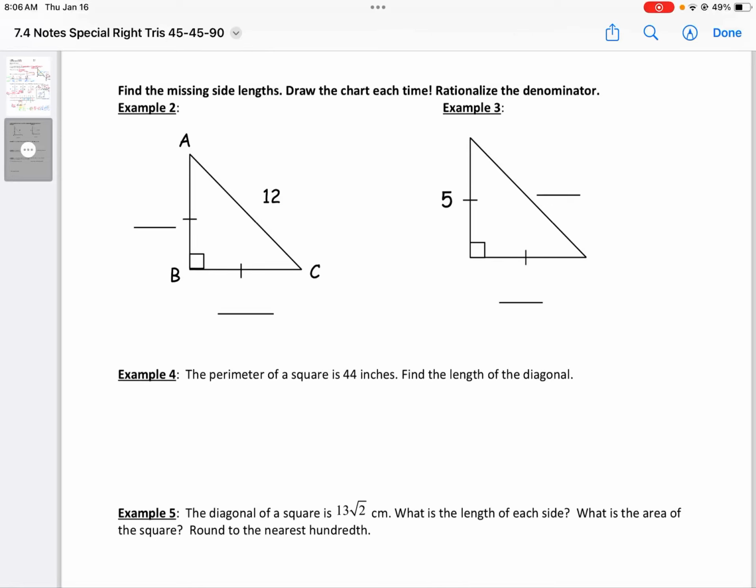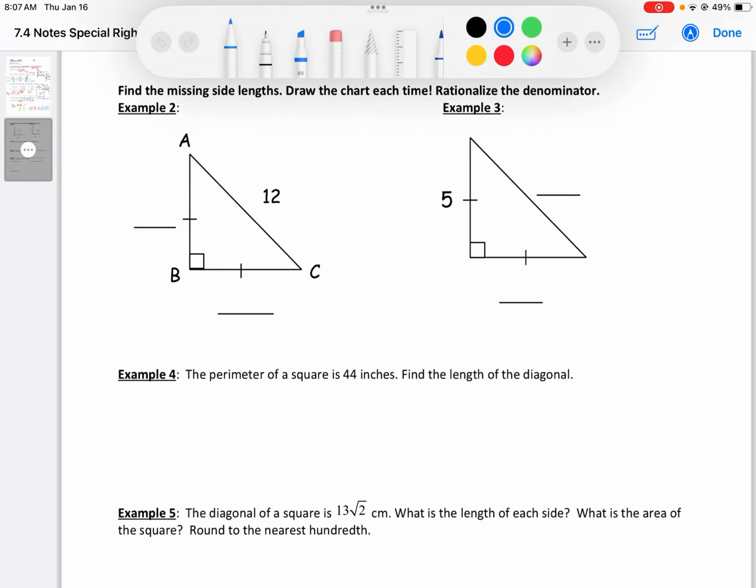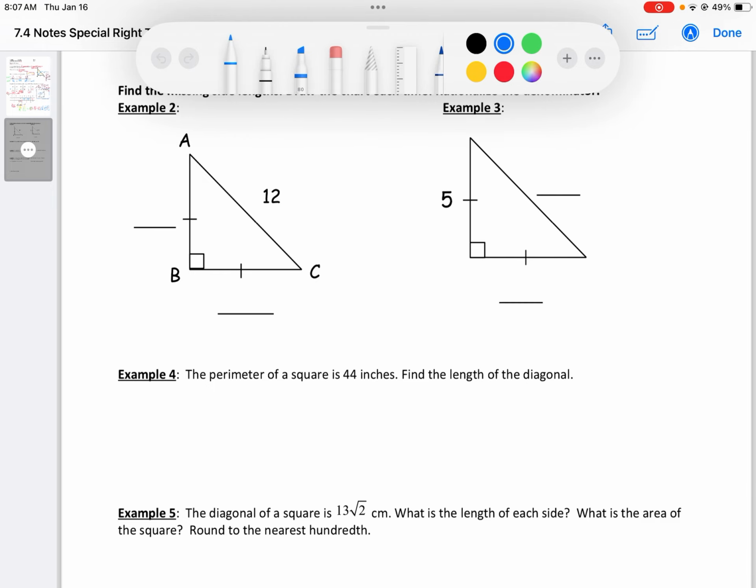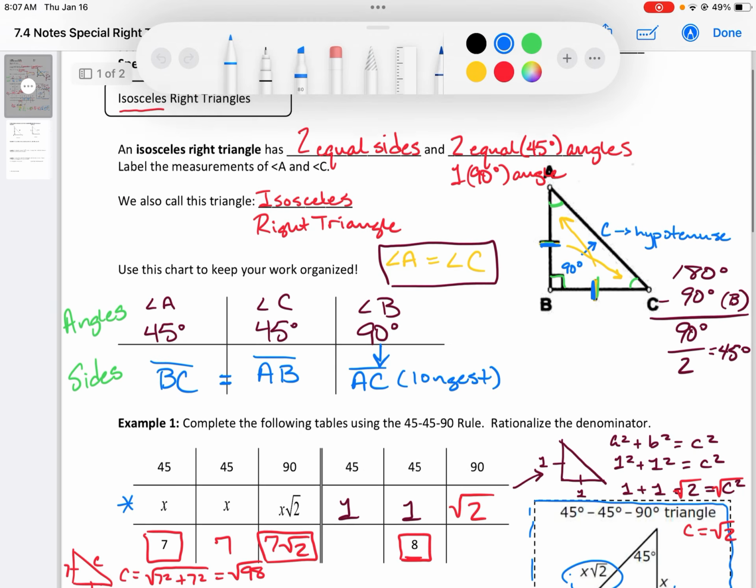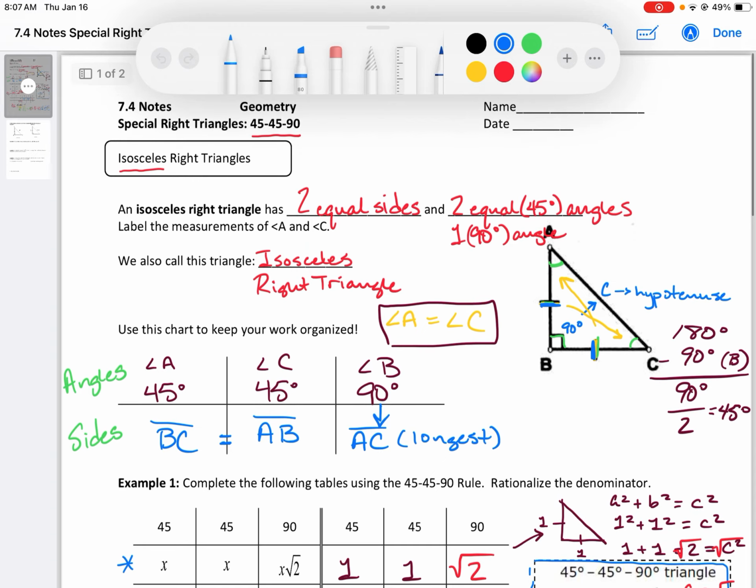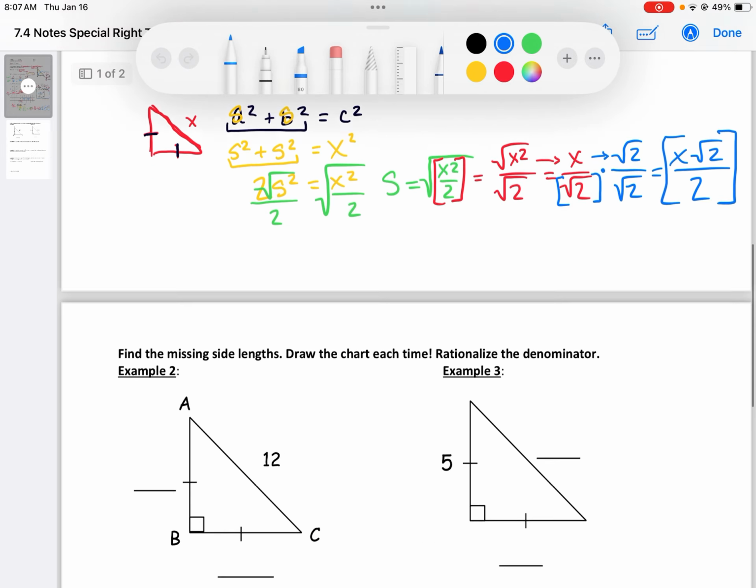Hey guys, this is Coach Brian finishing up the 7.4 notes. Just a reminder, 7.4 is about special triangles, 45, 45, 90 triangles, also known as isosceles triangles.